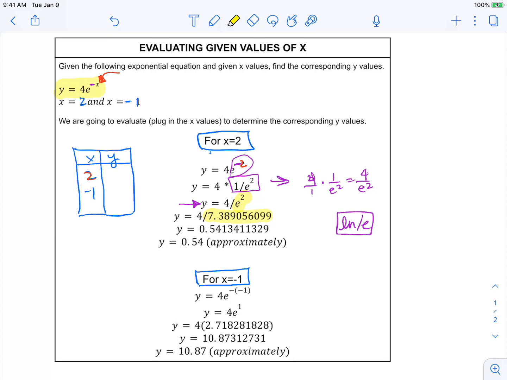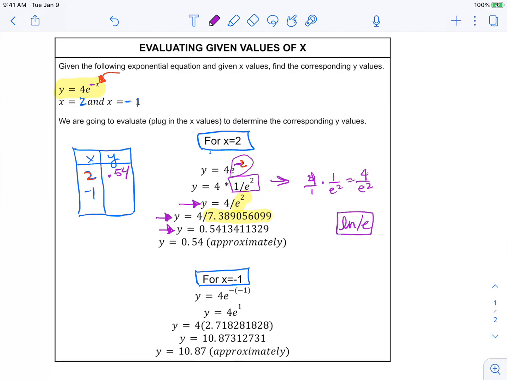Okay. Once I do that, I want to do the math of dividing 4 by that number. So that's this line right here, where I say what is 4 divided by 7.3890560099, and it's going to spit out this number. So I'm doing all of this in my calculator. It's going to give me this number, and I want to round that because it's a huge decimal to deal with. And so I'm going to round it to the hundredths place, and it's going to give me about 0.54, approximately. So when I plug in 2 to my equation, I get out about 0.54.